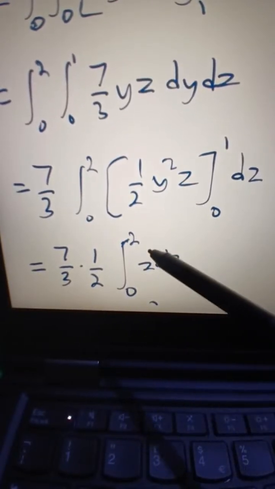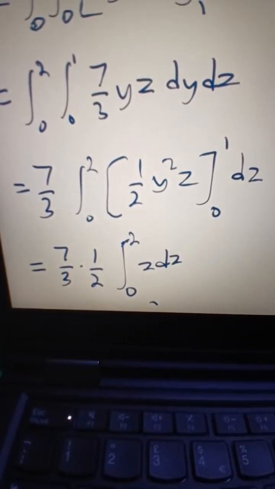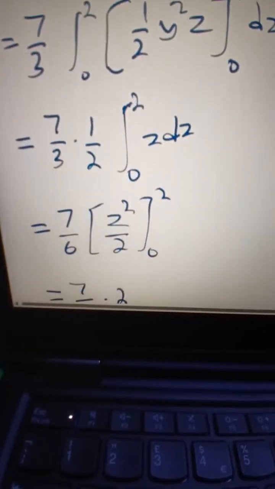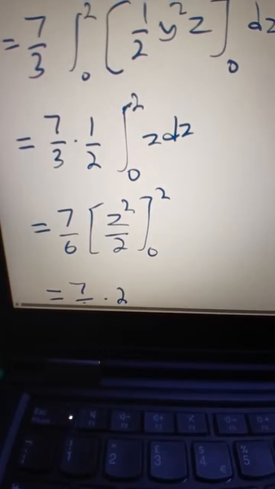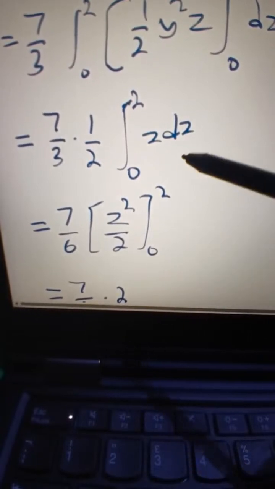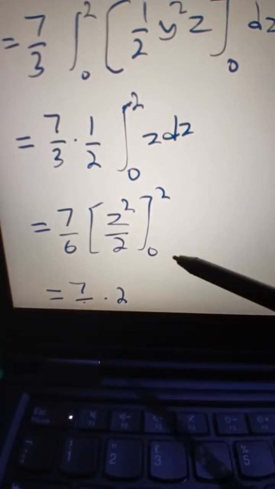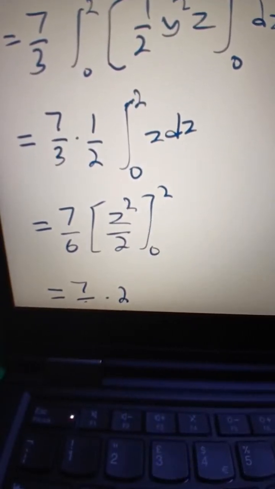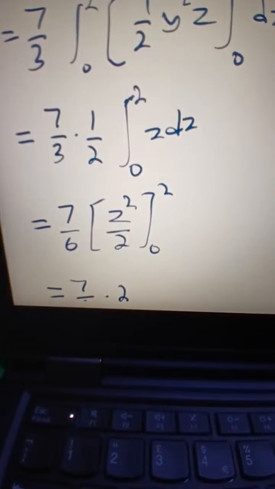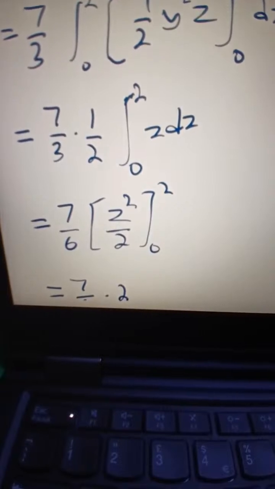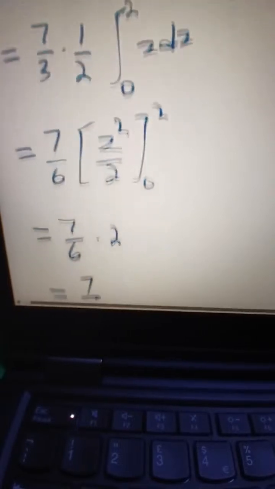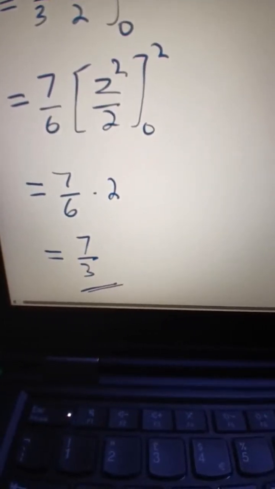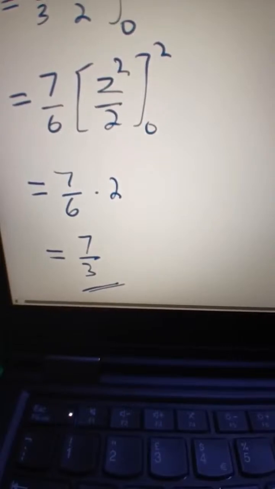The power of z is 1, so we add 1 and get a square, so we divide. That gives us z squared on 2. Now we have our limits 0 and 2. When we put in 0, we get 0. When we put in 2, we get 2 squared over 2, so that gives us 4 on 2, which is 2. That takes us to the last step: 7 on 6 times 2 will give us 7 on 3.